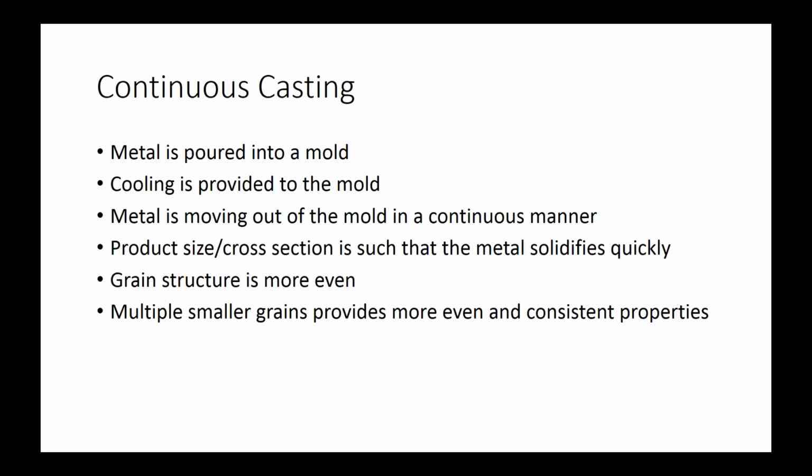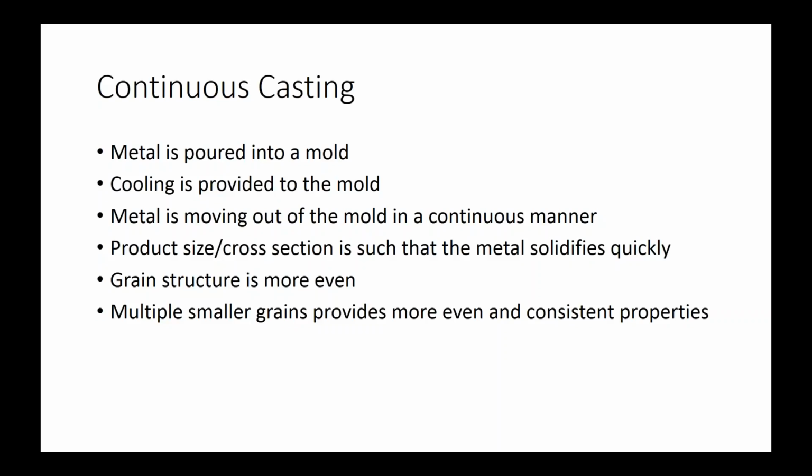Continuous casting, on the other hand, is where metal is poured into a mold in a continuous fashion. The cooling is provided to the mold, but the metal is moving in the mold and through the mold in a continuous manner. We'll look at that in a little bit. The product size and cross-section is such that the metal solidifies quickly, or relatively quickly. Grain structure is a little more even, although on some of these, if the product is large enough, the grains can be large.